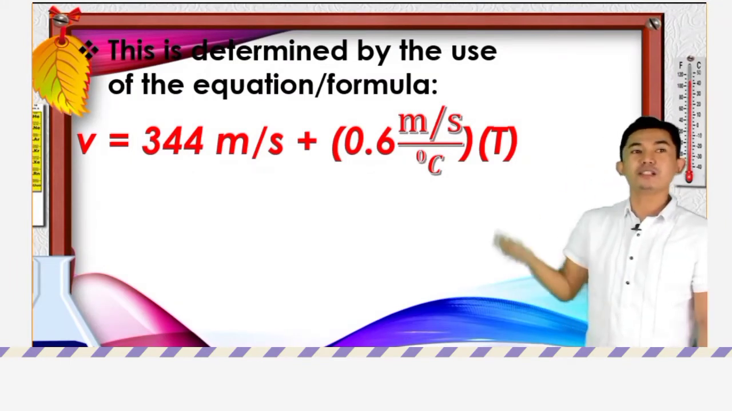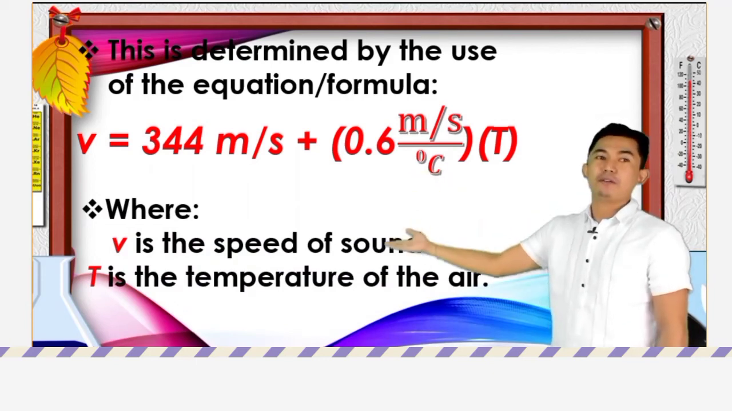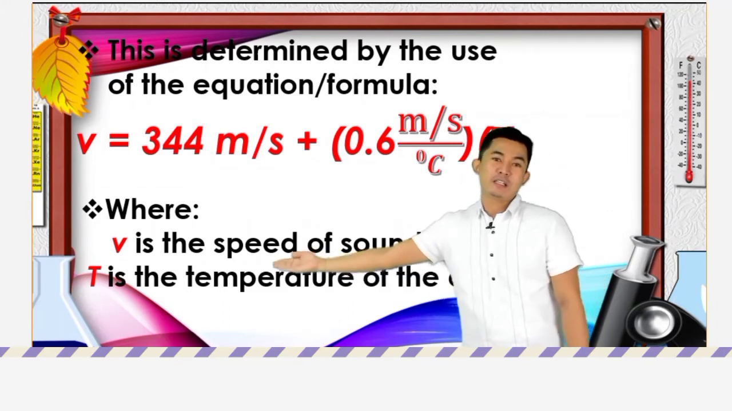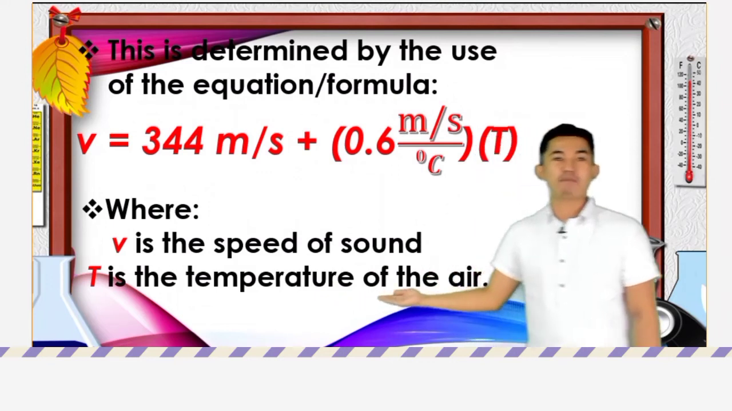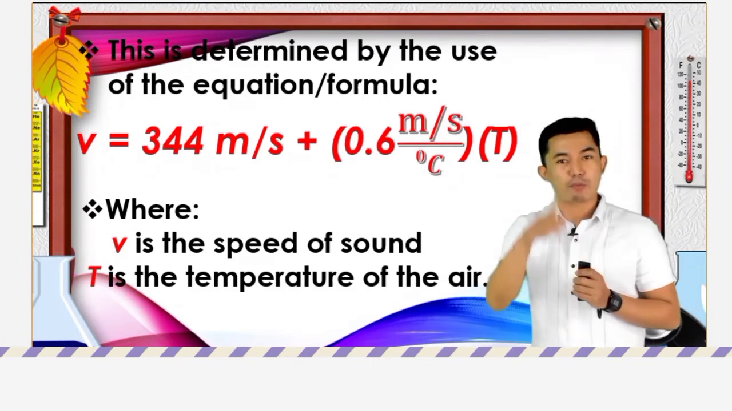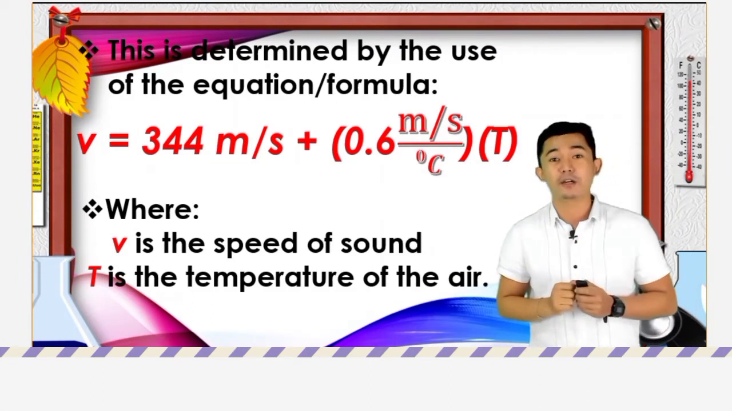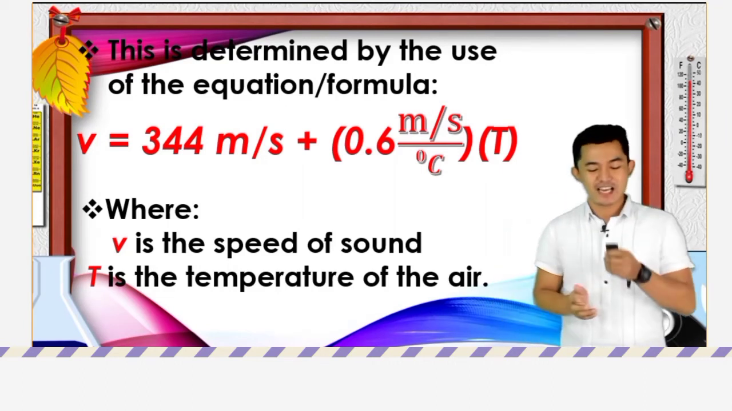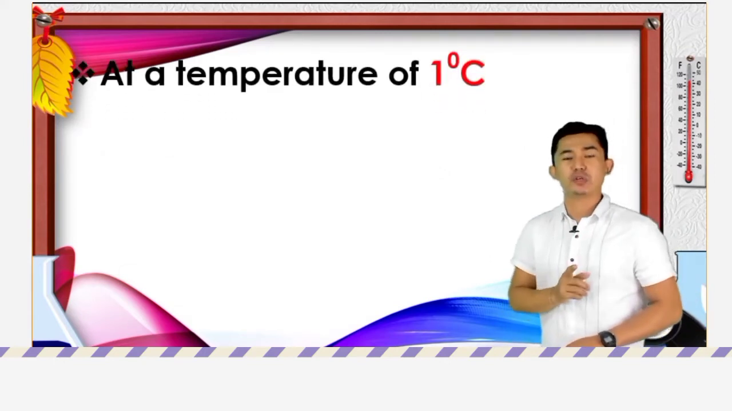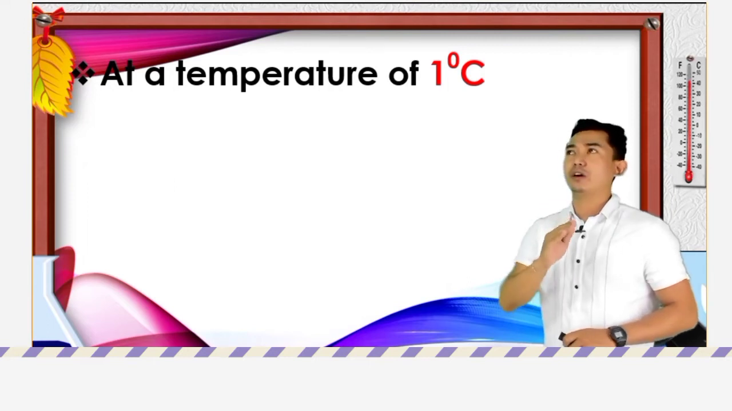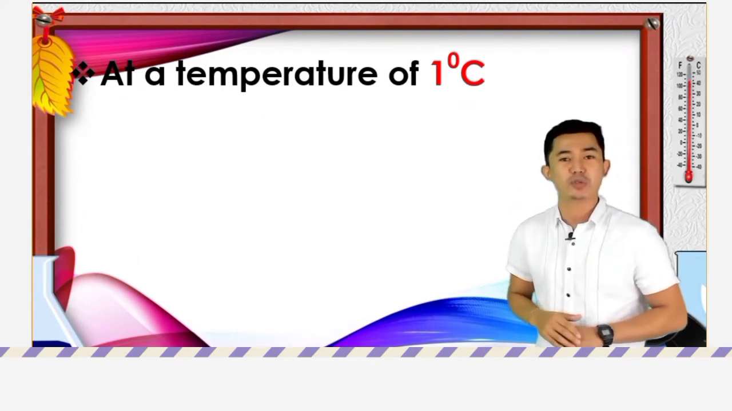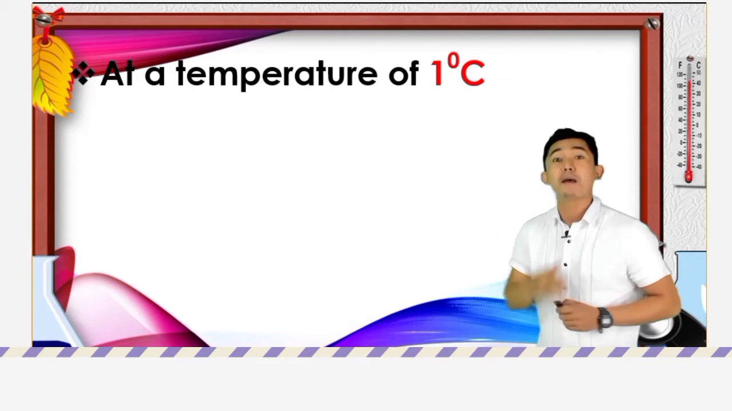Now, if this is the value, let us define what is v. Here, small v is the speed of sound, while the capital T is the temperature of the air. Because the symbol for temperature is capital T, while for small t, what should be the answer? Exactly, that is time. So, how about this one? At a temperature of 1 degree Celsius, we said a while ago that the average speed of sound is 344. But how about if it is already 1 degree Celsius? The answer would be 344.6 meters per second.